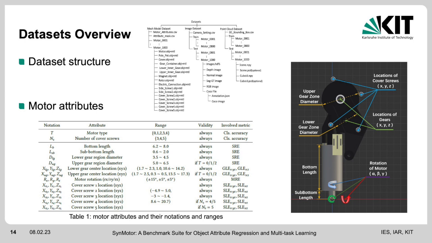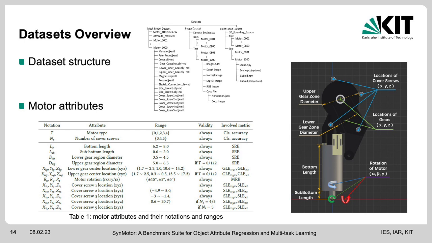They are the length of the bottom part, the length of the sub-bottom part, the diameter of the lower gear, the diameter of the upper gear, the center location of the lower gear, the center location of the upper gear, the center locations of the cover screws, and the rotation of the motor. Note that some attributes are invalid in some cases, for example, the XYZ coordinates of the 5th cover screw when the motor only has 4 cover screws.